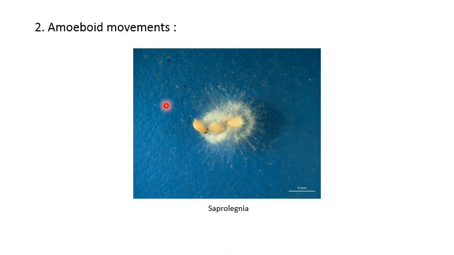Now the second type is amoeboid movements. Here also the whole plant body moves. This is seen in a fungus, Saprolegnia, a kind of slime mold. This amoeboid movement is brought about by the extension of the protoplasm into pseudopodia, and these slime molds move.